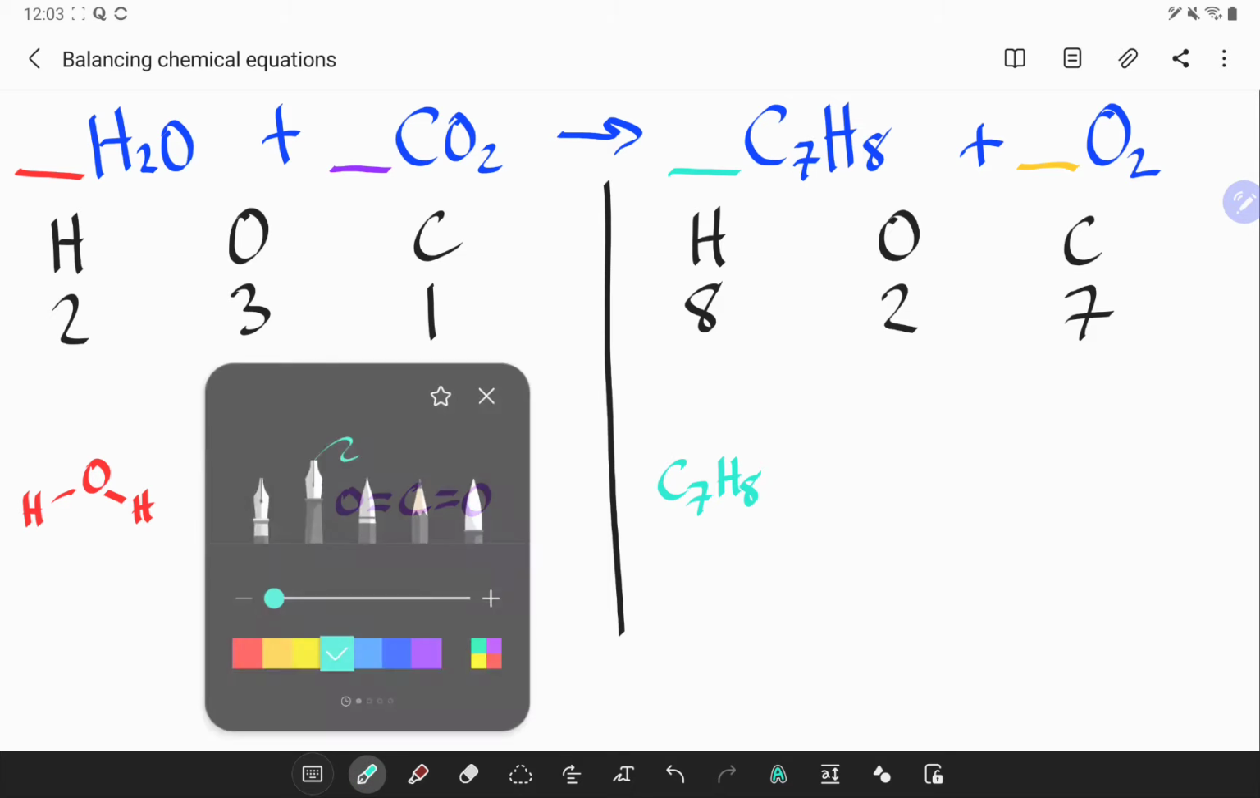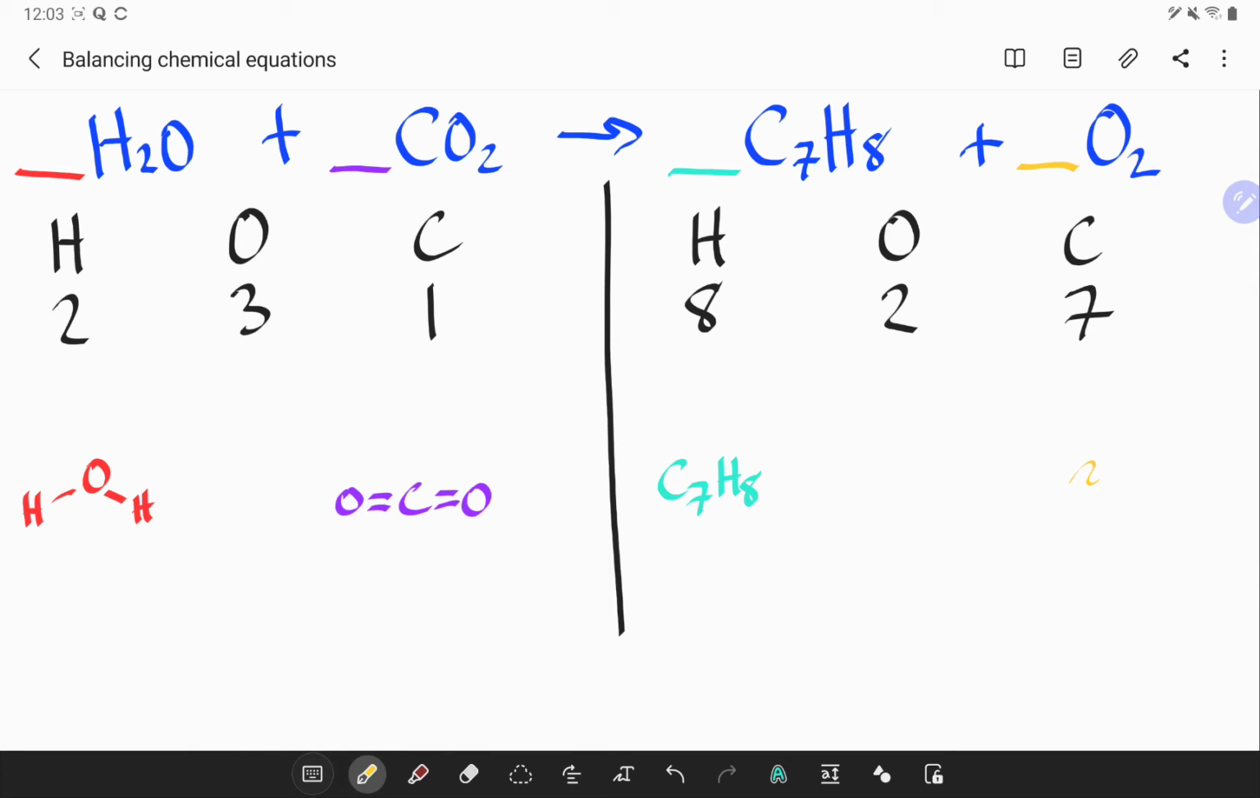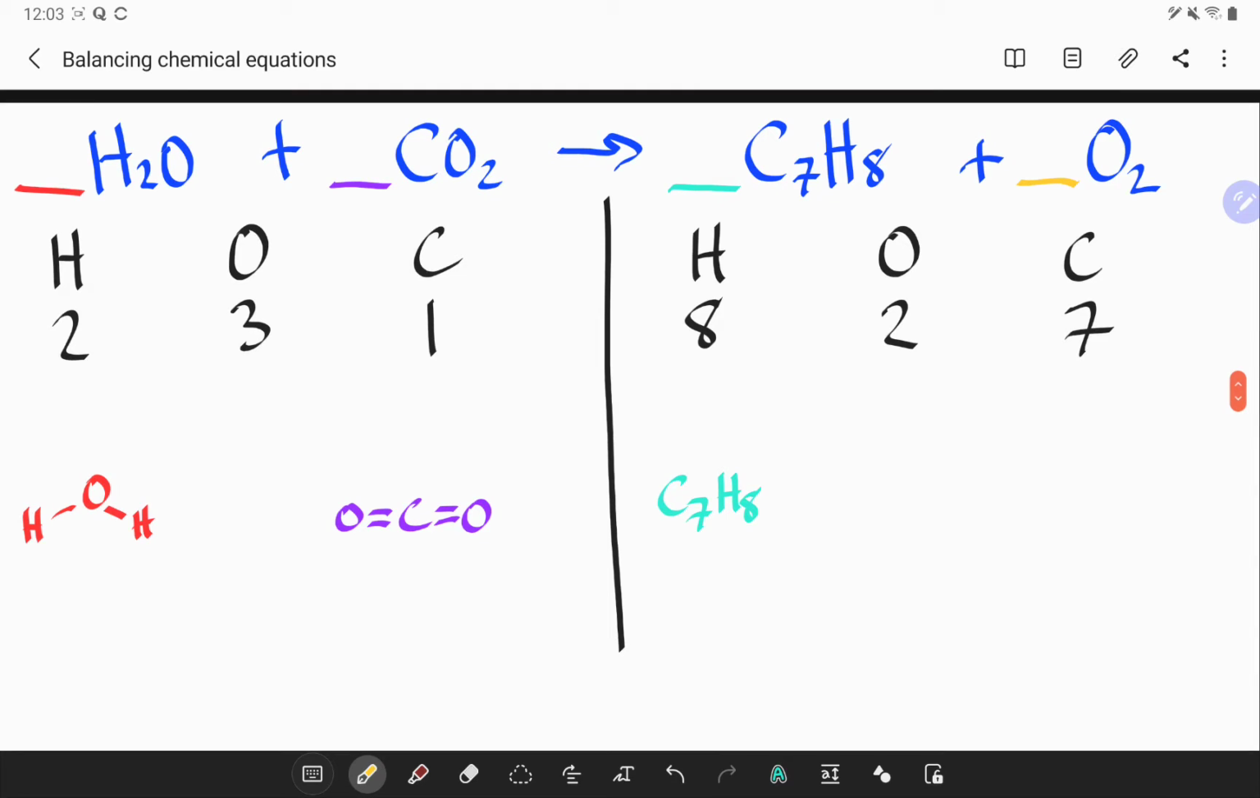And then I have O2. And O2 looks like this. I've got oxygen double bonded to another oxygen with our electrons, but I'm not drawing those right now. All right, so that's what we have right now as we start the problem.